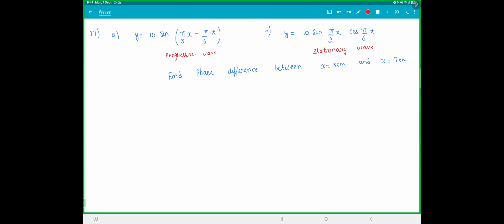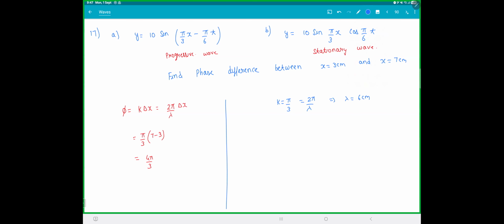Let's see. So for the first one, we can use phi is equal to, actually we can directly use k delta x, which is only 2 pi by lambda delta x. So this is pi by 3 and 7 minus 3. 4 pi by 3. But with this guy, you have to be careful. k is pi by 3, 2 pi by lambda.